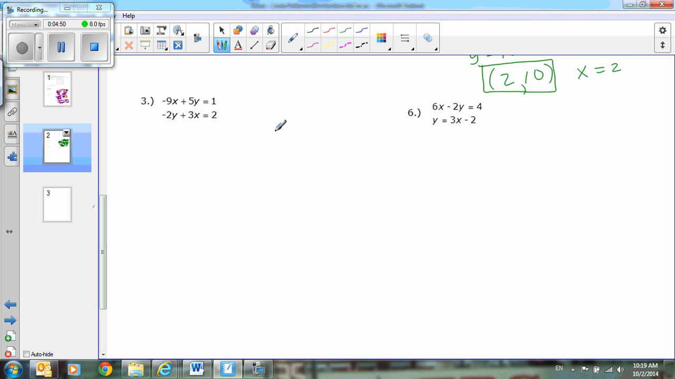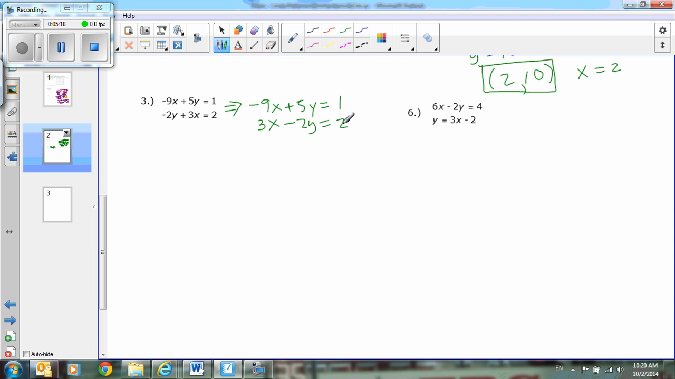Okay, once again, notice that the equations aren't quite in the right form. I'm going to rewrite the second equation. I want my x's lined up and my y's lined up. So the first equation will be unchanged: negative 9x plus 5y is equal to 1. And then I'm just going to turn these terms around. The positive 3x will go first, and then the negative 2y will go second. So I'm going to write minus 2y, and that's equal to 2.